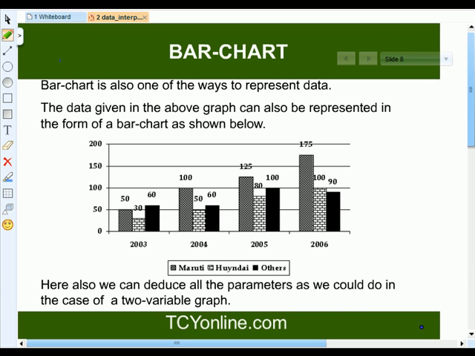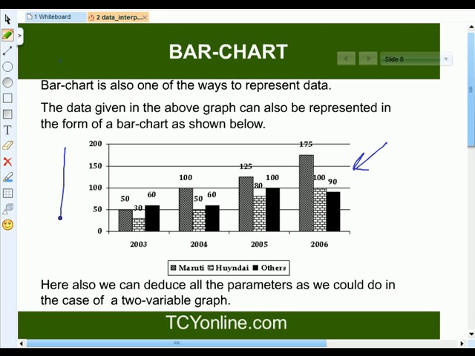Now, after knowing about the two variable graphs, let's talk about the bar charts. A bar chart is basically one of the ways to represent data. Now, the previous table or the previous data which is given in the two variable graph can also be represented in the form of a bar chart as shown below.